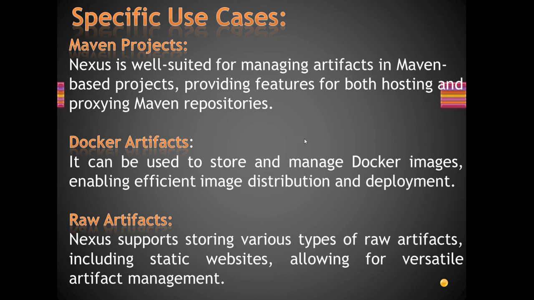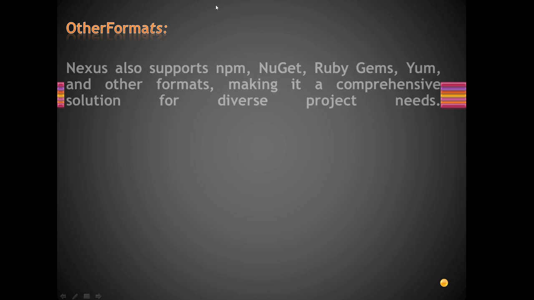Specific use cases. Maven projects: Nexus is well suited for managing artifacts in Maven-based projects, providing features for both hosting and proxying Maven repositories. Docker artifacts: it can be used to store and manage Docker images, enabling efficient image distribution and deployment. Raw artifacts: Nexus supports storing various types of raw artifacts, including static websites, allowing for versatile artifact management. Other formats: Nexus also supports NPM, NuGet, Ruby gems, Yum, and other formats, making it a comprehensive solution for DevOps project needs.